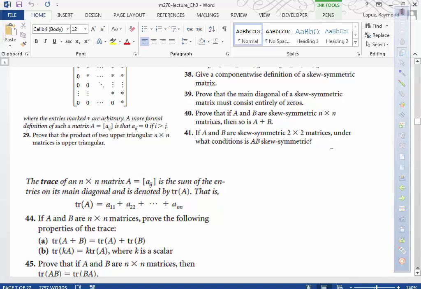Not necessarily. It would be like row echelon, but it's not. I don't think you would call it upper triangular, because it would have non-zeros at some other places.